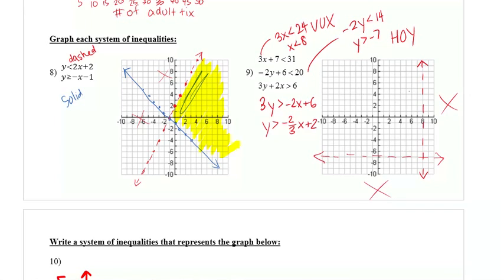Okay, so this big section that's to the left of our first line and above our second line is kind of what we're going for right now. Let's look at our third and final line. We have an intercept of 2, a slope of negative 2/3, so down 2 over 3. It's a greater than, so it's going to be, once again, a dashed line.